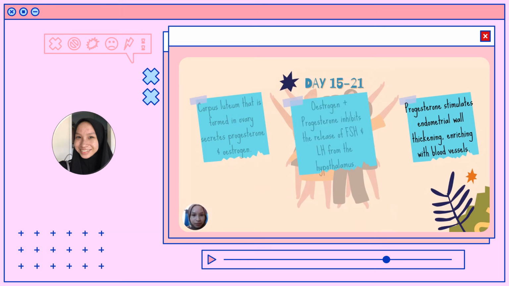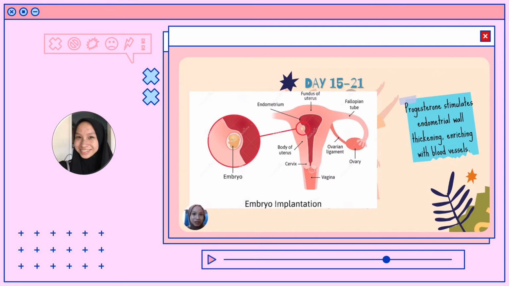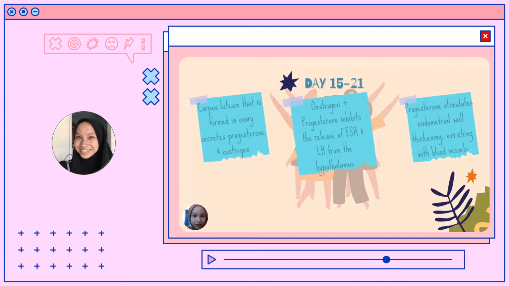Okay. So then progesterone will stimulate the endometrial wall thickening, enriching it with blood vessels. You can also relate enriching with blood vessels to enriching with nutrient supply, because blood vessels carry nutrients to our body too, right? So what is this wall thickening and nutrient supply for? It is to prepare for embryo implantation. So let's continue.